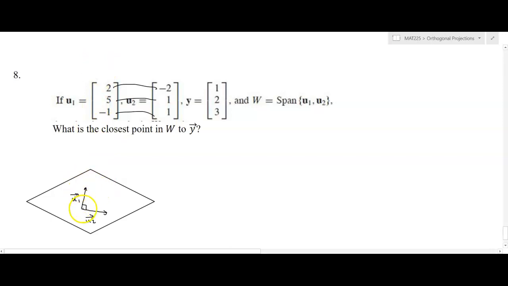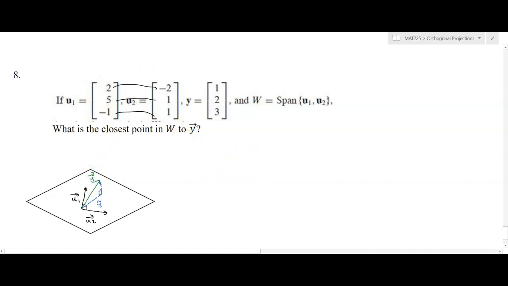Now I have some other vector in here that is off the plane. What I want to do is project that down onto the plane. So I want to find this blue vector, which is the y hat, such that when we project this down right here, this angle is going to be right. And this green vector is my y vector.